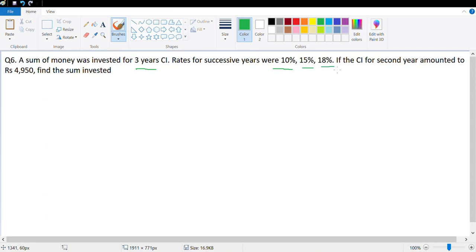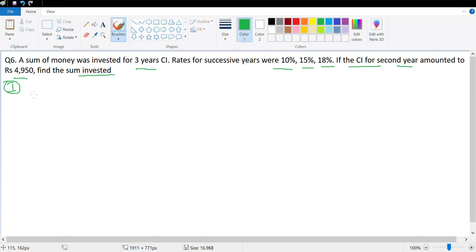If the CI for the second year amounted to 4950, find the sum invested. Oh, we've done these kind of questions in our chapter 2 as well, where we were looking at doing it without the formula. So let me solve this question using two methods, with formula and without formula. Since the question doesn't say which method to use, you're welcome to use your own method.